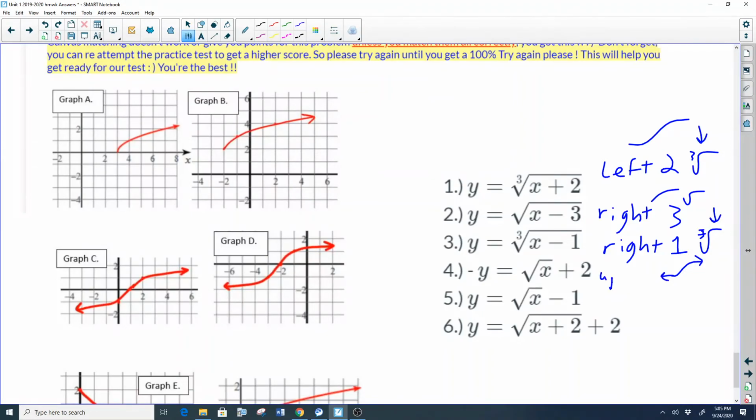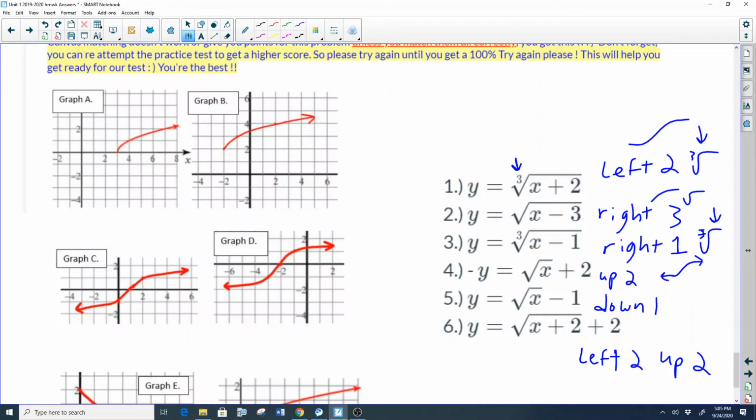Okay, this one's just an up 2. And this one's just an up 2. And this one's just a down 2. These are all radicals down here. So that's a down 1 rather. Ooh, this one's a left 2, and then an up 2. Okay, so we're just looking for each of those transformations.